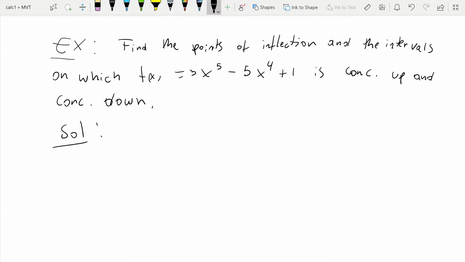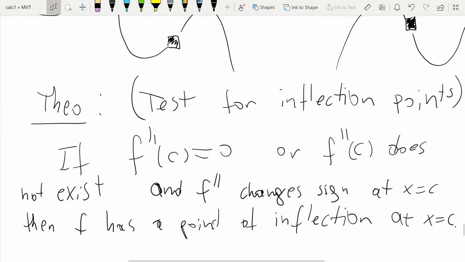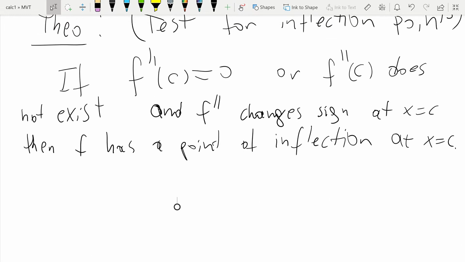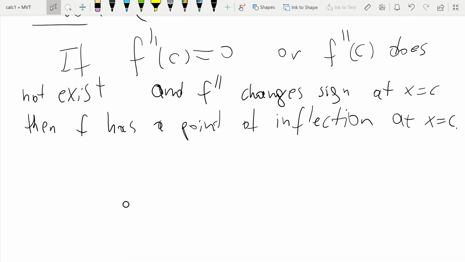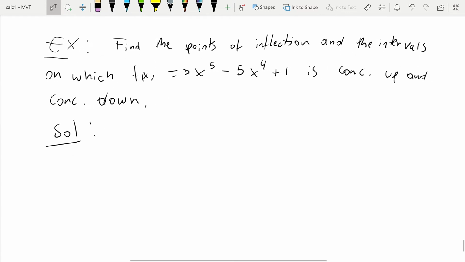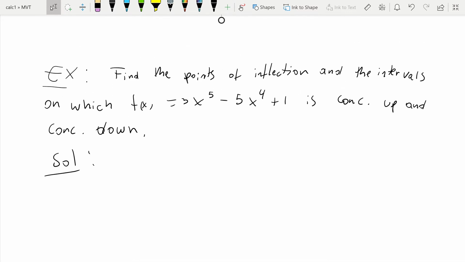So we need to compute derivatives here. Everything here has to do with the theorem, the test that we just presented before. This test for inflection points tells us that if f double prime is either 0 at a point or doesn't exist, and if you have a change in the sign of f double prime, then f has to have an inflection point at that point. So we need to compute derivatives.